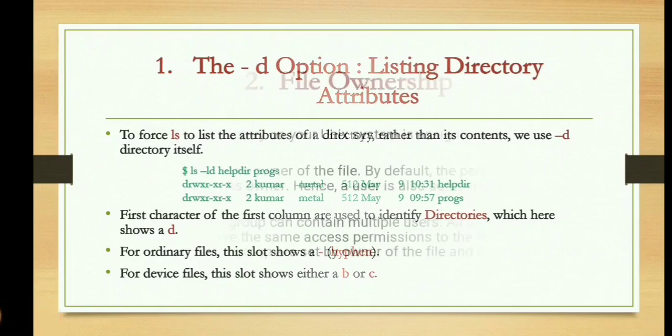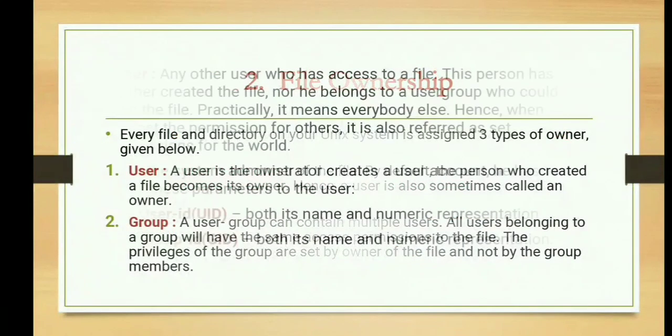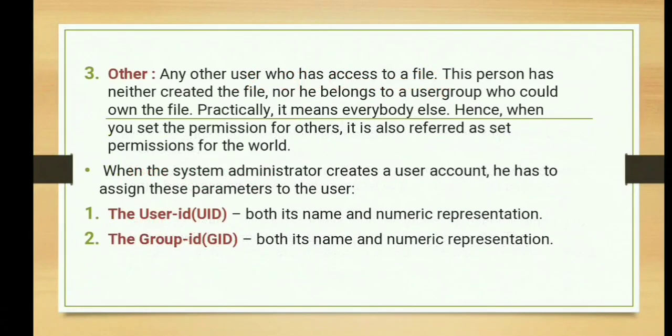Moving on. Now the third type of owner is other. In simple terms, we can understand other as accessible by anyone. An other user neither creates the file nor belongs to the user's group, but still has access to the file. This is the third and last type of owner.